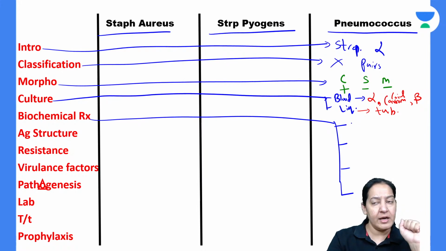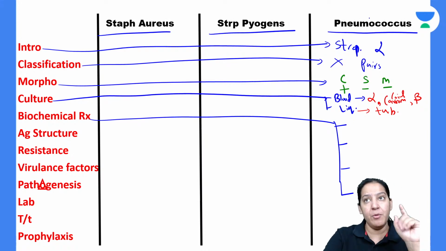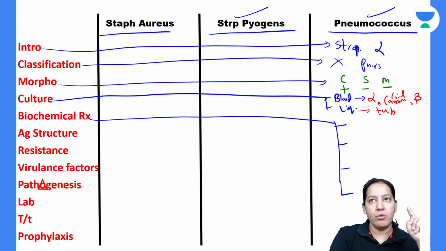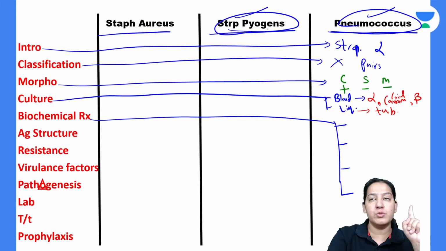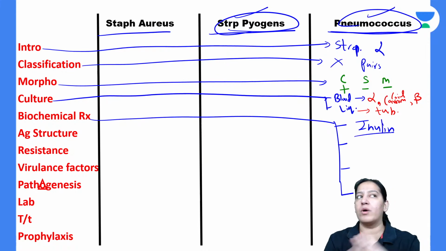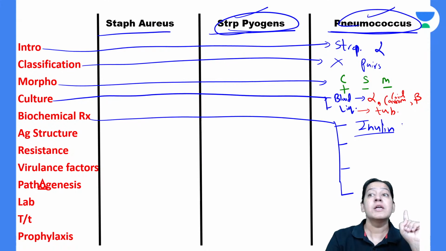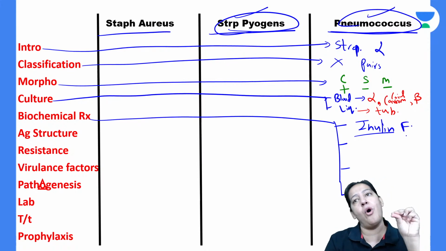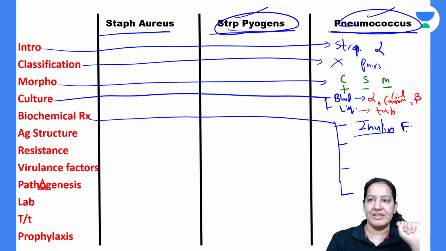The first is the sugar fermentation. Lavanya, which is the main sugar here which differentiates Pneumococcus from other Streptococcus? Pneumococcus is also a type of Streptococcus, but there is one sugar fermentation which differentiates it. The name of the sugar is inulin. Inulin is a sugar fermented only by Pneumococcus but not by other Streptococcus. So inulin fermentation is the first biochemical reaction that you must learn, on which a lot of questions come, right? That is the first thing.